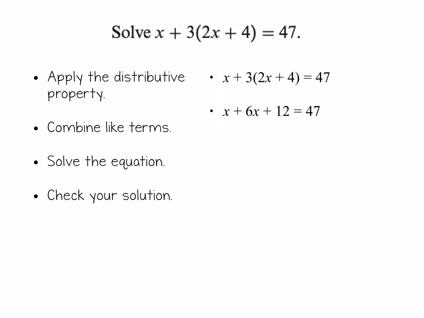We'll combine the x terms to get 7x plus 12 equals 47. Let's subtract 12 from both sides of the equation to get 7x equals 35. And then we'll divide by 7 to get x equals 5. Now let's take that value for x, substitute it into the original equation, and check that it's correct. Check that we get a true statement.